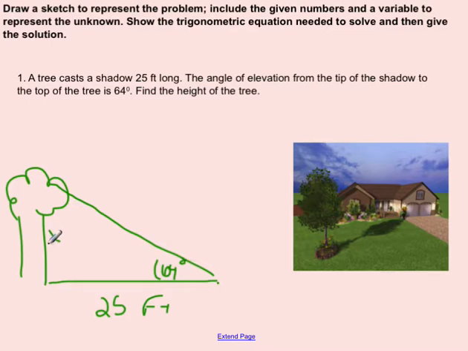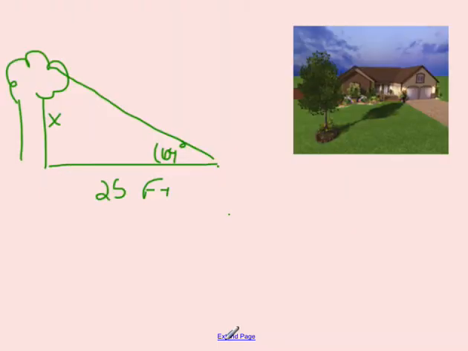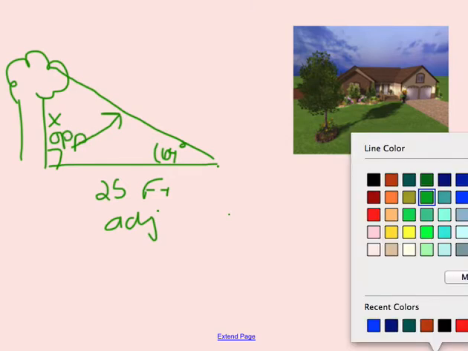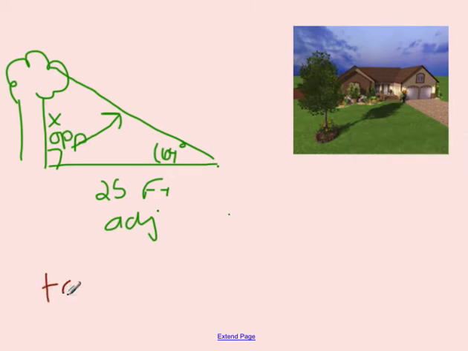Well, the height of the tree is going to be represented by x. So now we're going to look at that as a right triangle. Here's our right angle. So this is the hypotenuse. That doesn't help us at all. So what we have is our adjacent and our opposite. So we need to use tangent. So tangent of 64 is equal to our opposite, which is x, over our adjacent, which is 25.